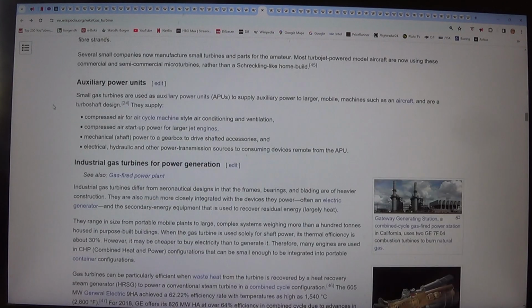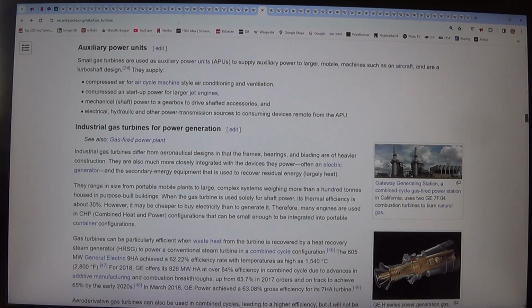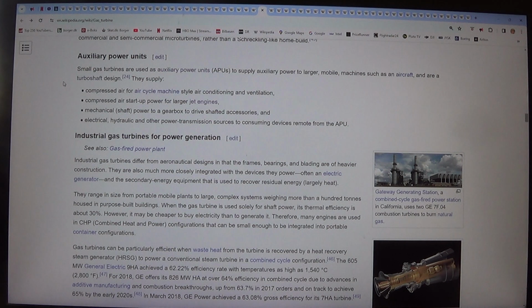Auxiliary power units. Small gas turbines are used as auxiliary power units, APUs, to supply auxiliary power to larger, mobile machines such as an aircraft, and are a turboshaft design. They supply: 1. Compressed air for air cycle machine style air conditioning and ventilation. 2. Compressed air startup power for larger jet engines. 3. Mechanical, shaft, power to a gearbox to drive shafted accessories, and 4. Electrical, hydraulic and other power transmission sources to consuming devices remote from the APU.